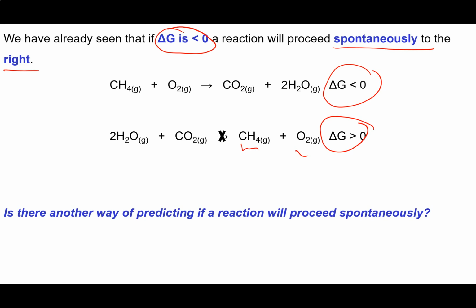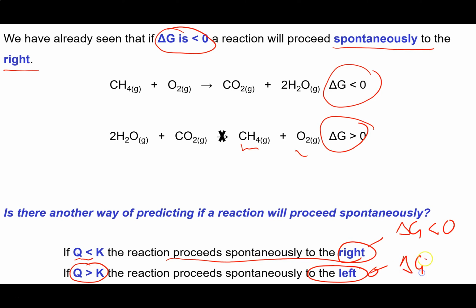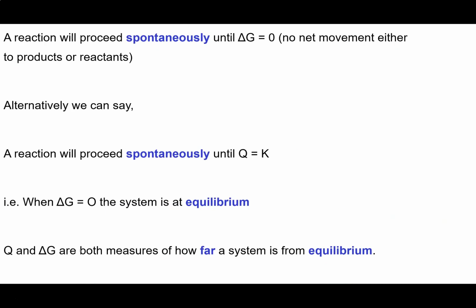So the question now becomes: are there any other ways that we can know that a reaction will proceed spontaneously towards products? And we do. If Q is less than K, a reaction will proceed spontaneously to the right. Similarly, if Q is greater than K, a reaction will proceed spontaneously to the left. Another way of saying Q is less than K is that delta G is less than 0, and Q greater than K means delta G is greater than 0. So Q and delta G should be related in some way.